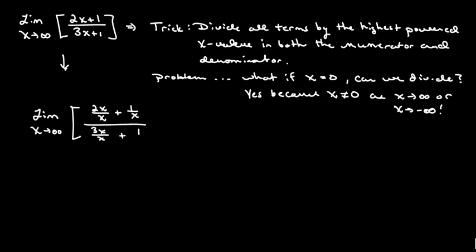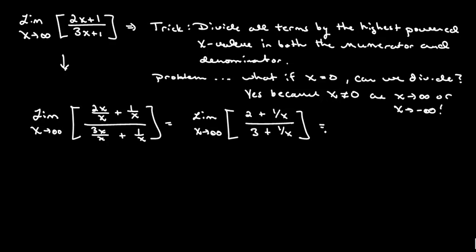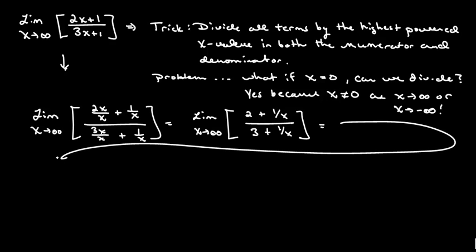Okay, so the new function is going to be, I'm going to divide everything by x because x is the highest power I see in the numerator and the denominator. So when I do that, this is going to reduce. So here's our replacement function. I get 2 plus 1 over x divided by 3 plus 1 over x. Now the original function and that function are the same. The only difference is 0 is not in the domain of the second one, but that's not an issue because we're not going to be working with values near 0.